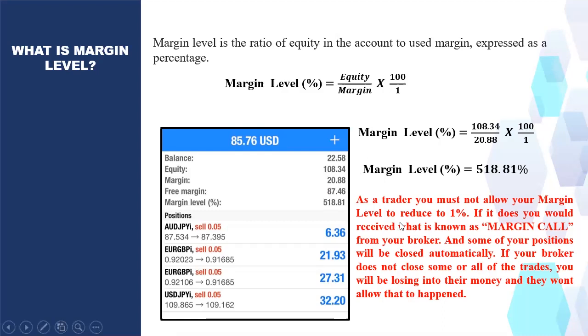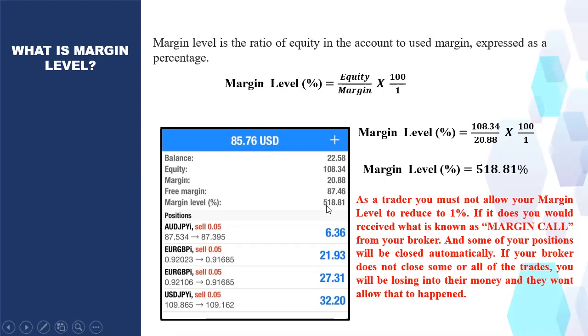So the margin is the money they took from you for you to enter the position. You can't lose that one. If you lose all the money remaining in your free margin, and it is remaining just 20.88 in this free margin, your broker will automatically close all the positions for you. So this is what the margin level helps you to know.